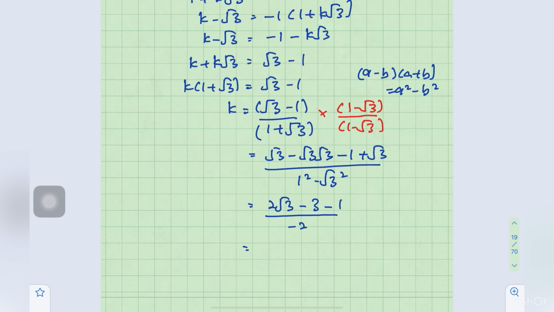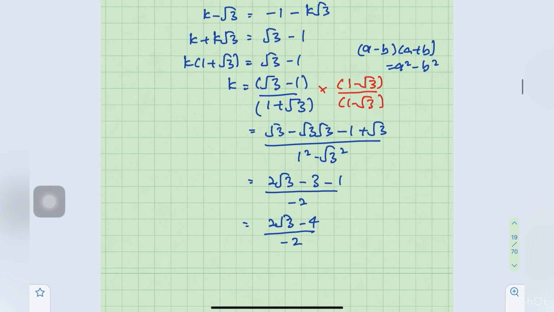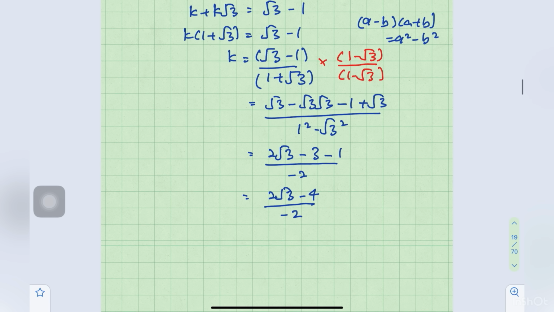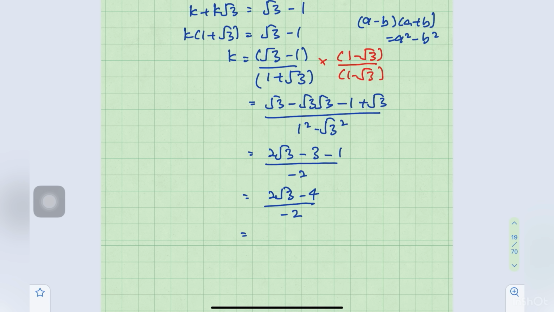Okay. So this gives 2 root 3 minus 4 over negative 2. Okay, this can also be simplified, right? So we get 2 root 3 over negative 2, and 4 over negative 2. So we simplify, we get negative 4 divided by negative 2, so 2 minus root 3. So, this is the final answer.